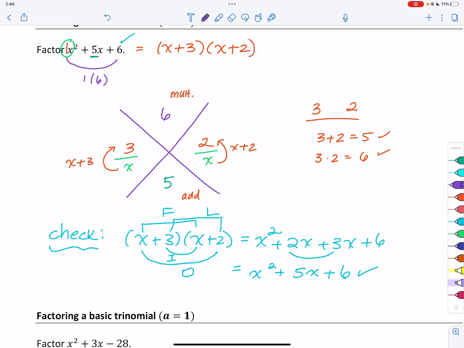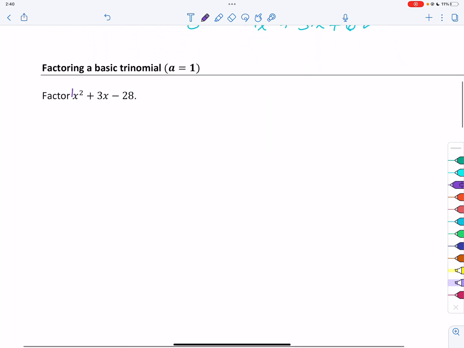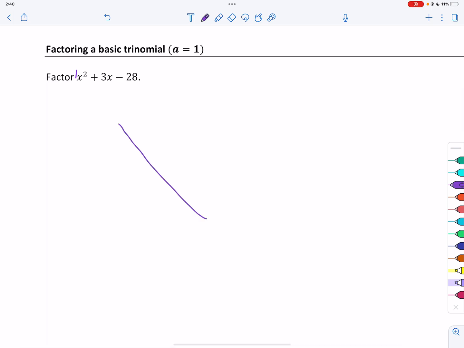Okay, let's go ahead and try the next example. Again, we have a leading coefficient of 1, so we'll go ahead and make our x, and we will multiply a times c, and this time we have a negative 28, and here we have b, which is a 3. So we're looking for two numbers that multiply together to equal negative 28 and add up together to equal a 3. Now when I see 28, I think of a 7 times a 4.